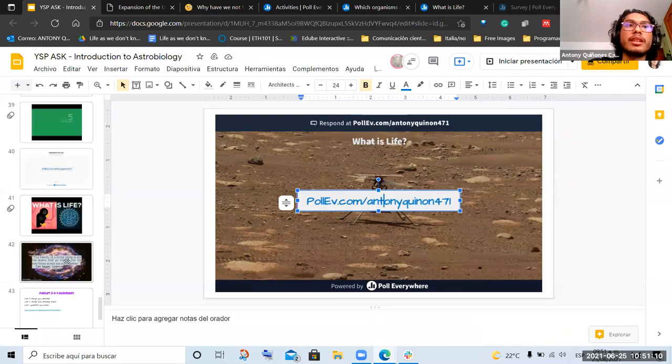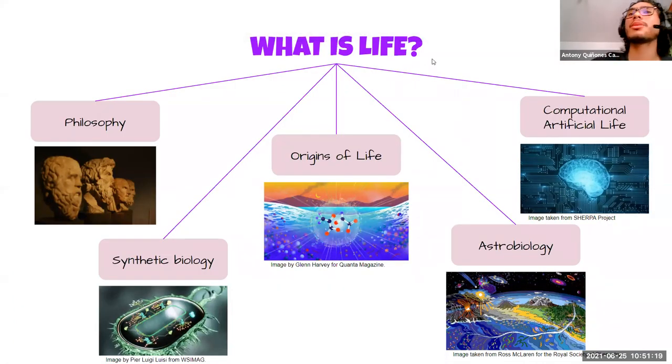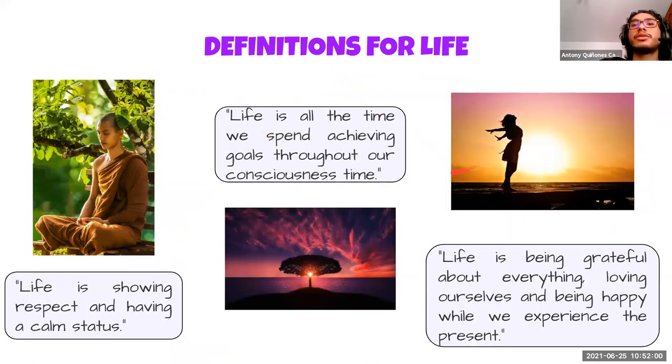So, as we are running out of time, what is life? It's a question that, as I told you, has different definitions, and it depends on the field that is defining life. We have philosophy, for example. We could have a philosophical definition, or it has been defined in synthetic biology, or based on the origins of life. We have a definition in astrobiology, and maybe there are definitions in computational artificial life. So there are debates about whether artificial intelligence is alive. And I interviewed a couple of people, and their definition of life was: respect each other, having a calm status, being grateful, being happy.